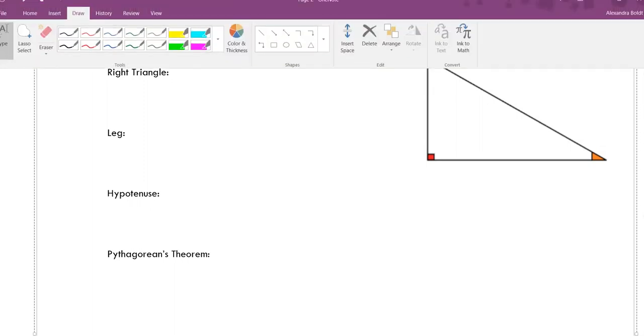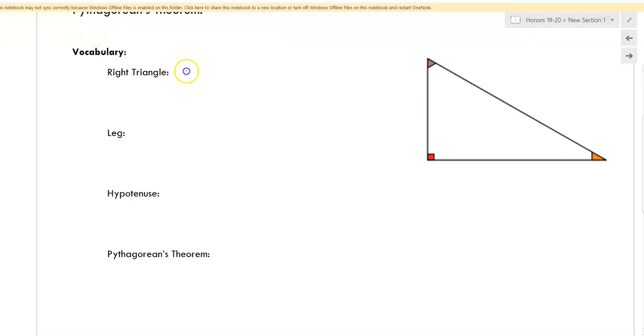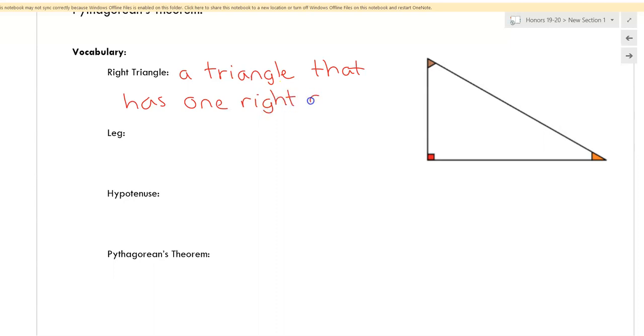A right triangle is a triangle that has one right angle. So this is a right triangle here because here is my lovely right angle, right?